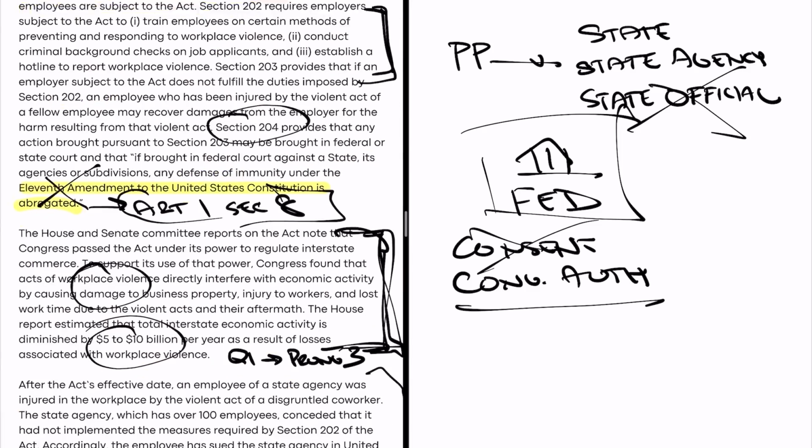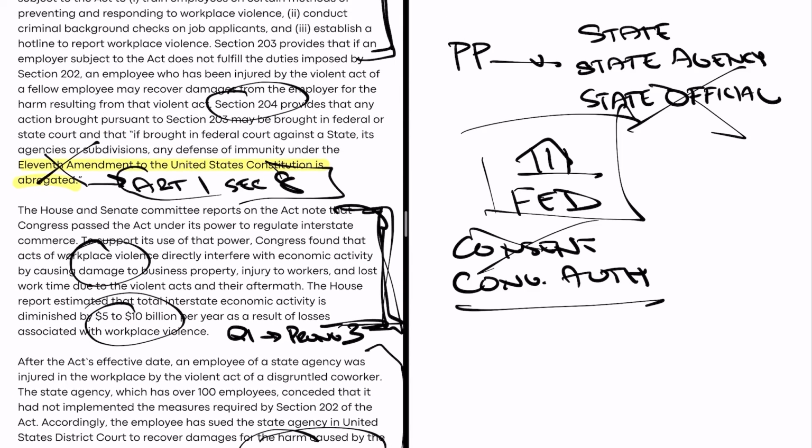And of course, we did have facts, right? We did see in Section 204 of this statute, Congress does try to abrogate the state sovereign immunity clause. Section 204 provides that any action brought pursuant to Section 203 may be brought in federal or state court, and if brought in federal court against a state, its agencies, or subdivisions, any defense of immunity under the 11th Amendment to the United States Constitution is abrogated. So they try to abrogate 11th Amendment state sovereign immunity.